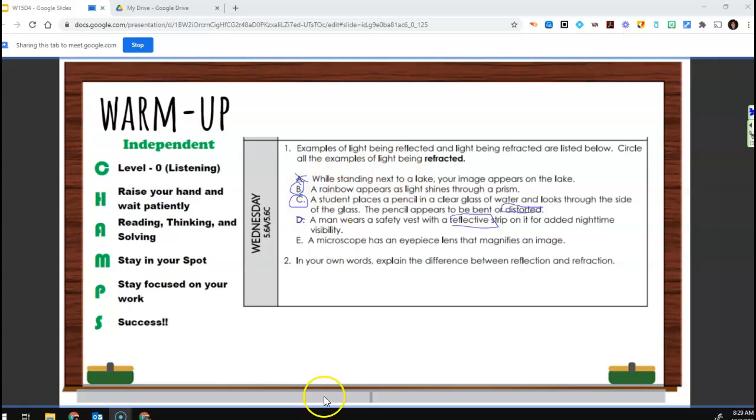E, a microscope has an eyepiece lens that magnifies the image. Thumbs up, refracted. Thumbs down, reflected. It is thumbs up, refracted. So we're going to go ahead and circle E. The idea is that it's magnified. That means it changes the image.